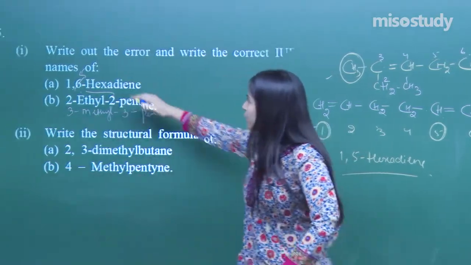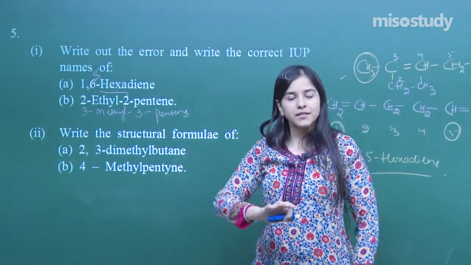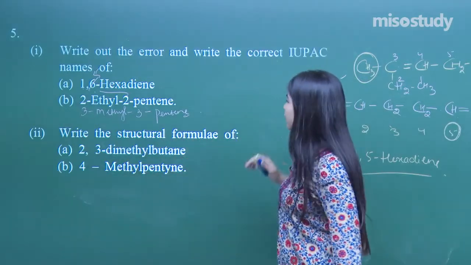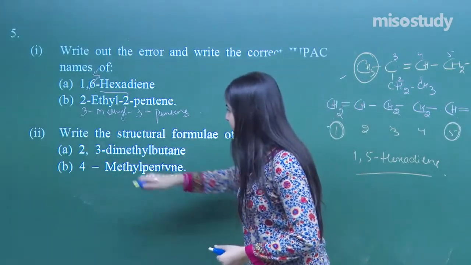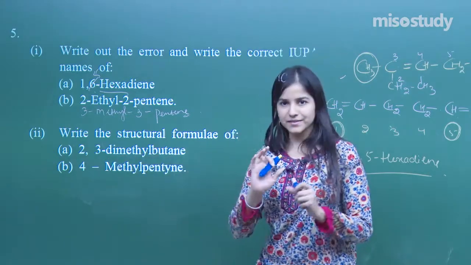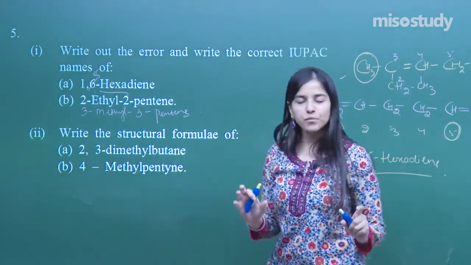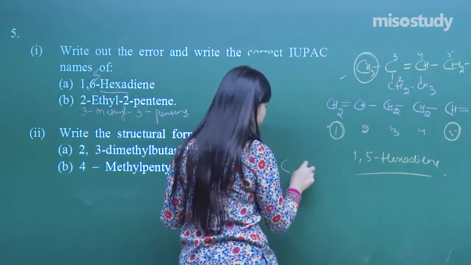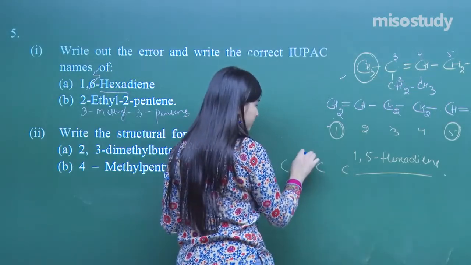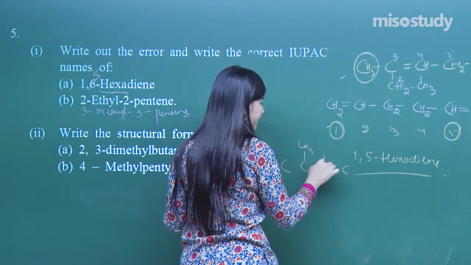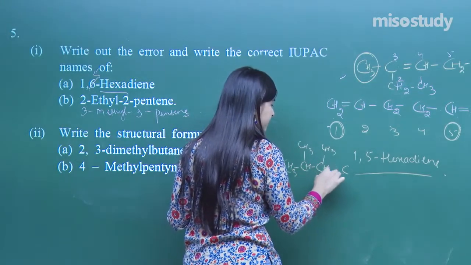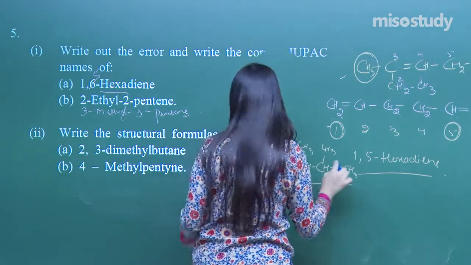Okay, this completes my second part as well. Each of them will be given half a mark, fine? Because it's not rocket science as such. Write the structural formula of 2,3-dimethylbutane. It's a simple one. You have to just form the structural formula. 2,3 means this, and you get the answer. Yes, it's simple. Done.